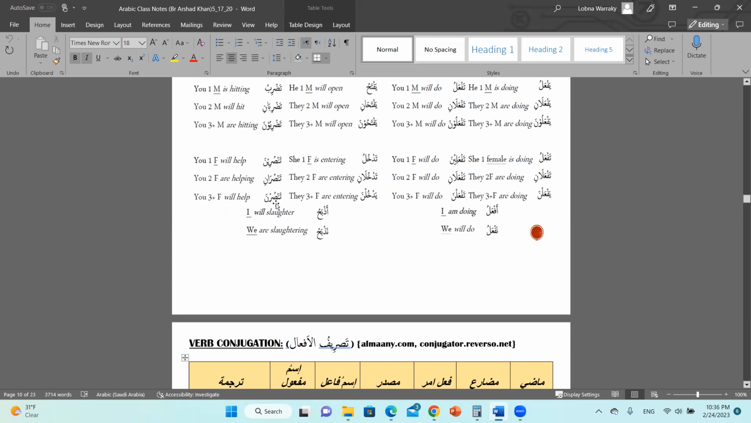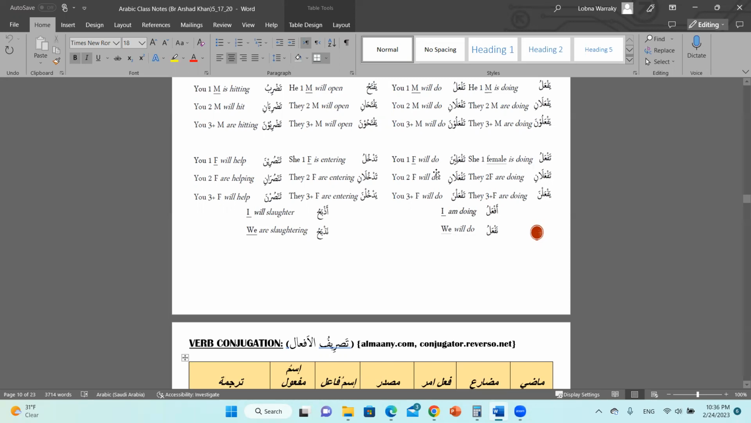So if I want to say I am helping, I am slaughtering, or I am doing, then rather than saying يفعل, it becomes أفعل. If I take the word تدخل, it will become أدخل, I am entering. If I want to say we are entering, we'll say ندخل. In this case, they have taken أذبح, which means I slaughter. نذبح is we are slaughtering. So this is to give you an idea. Obviously I am not expecting anybody to master this in one day, but this is to give you an overall idea, and later on, inshallah, you will understand this over a period of time.